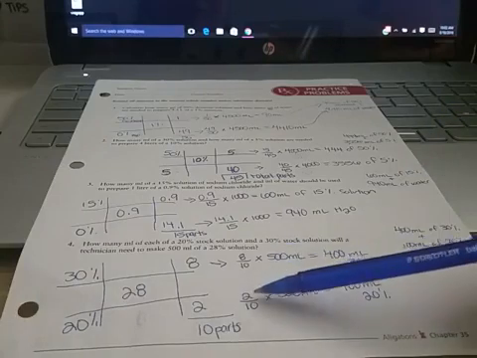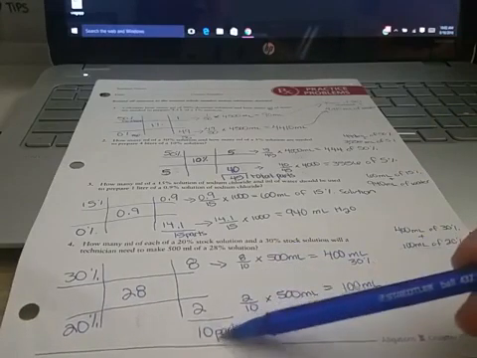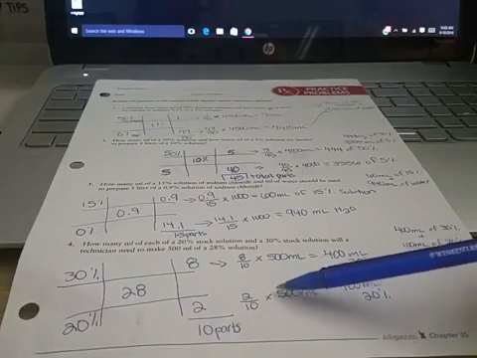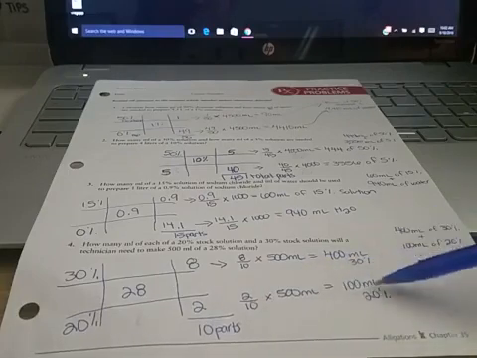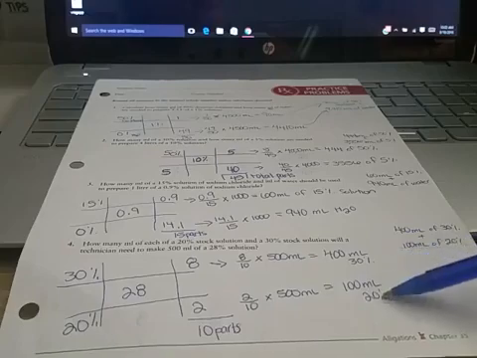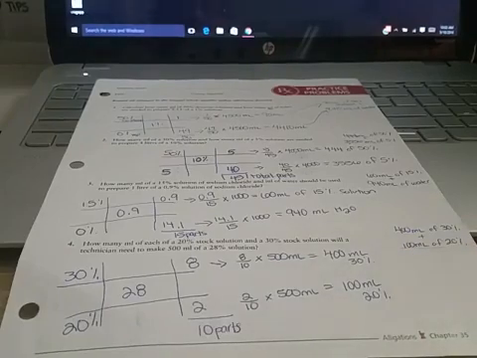So you do the same thing: 2 divided by 10, which is your 10 parts. 2 divided by your 10 parts, multiply it by what you need to make, and you get how many ml you need of that strength.